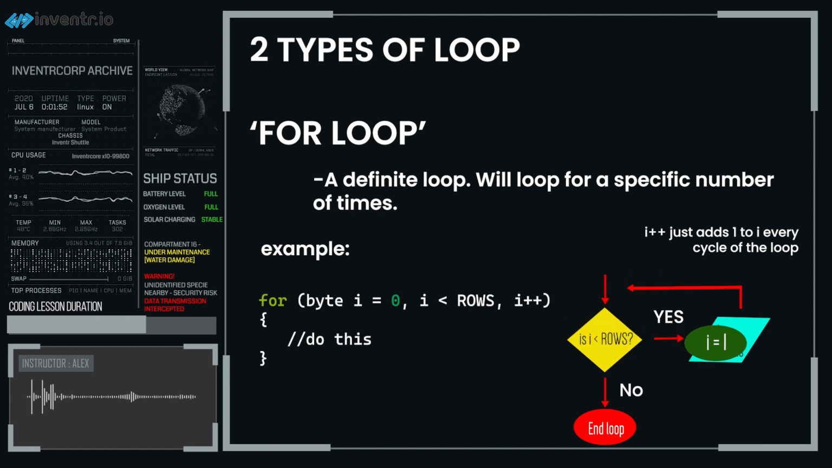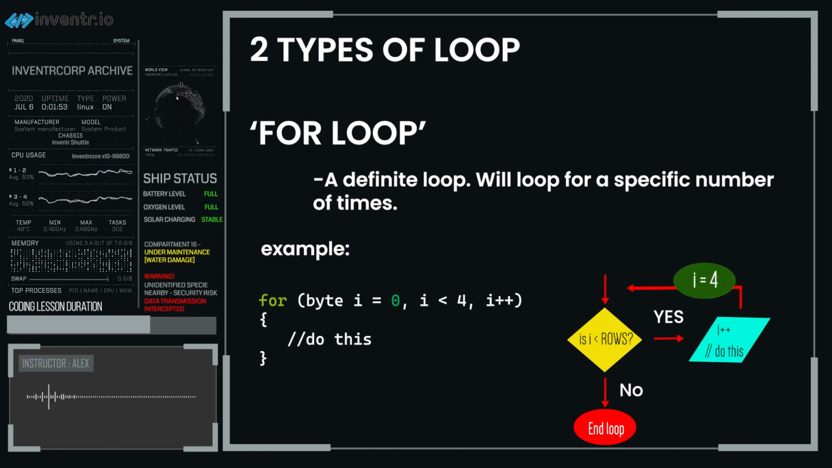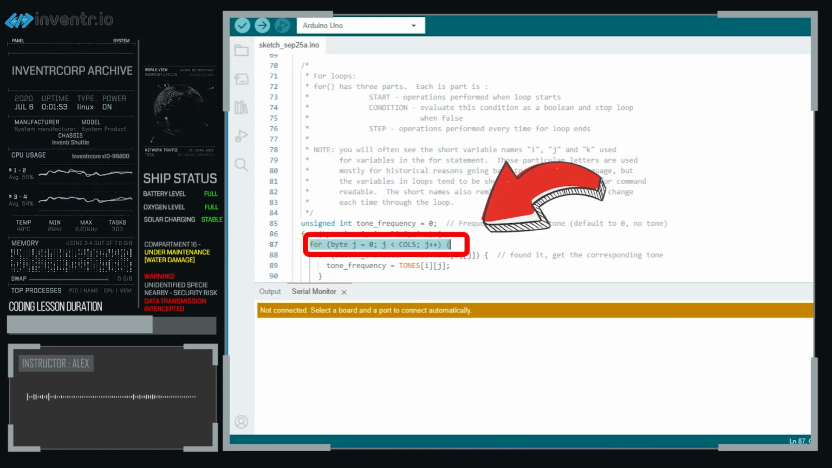In this case, we know exactly how many times we need to go through the loop, because we need to go through the loop exactly 4 times, because that's how many rows we have. So we can use the variable rows, since we know that's going to be 4, to go through exactly 4 times. And in this for loop, we're going through columns times.